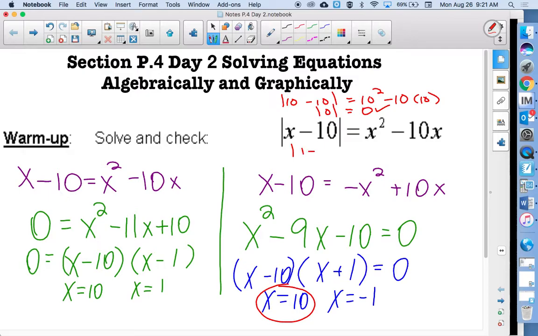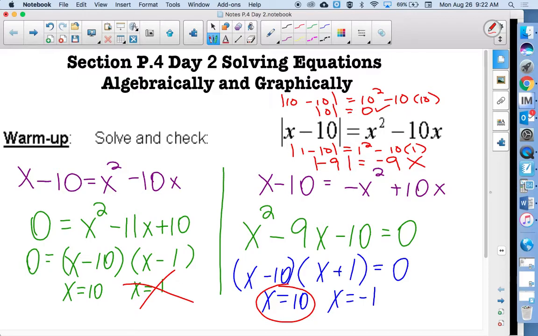So we have 1 minus 10. 1 squared minus 10 times 1. So this is the absolute value of negative 9. And then on the other side, we have a negative 9. So I'm plugging the positive 1 in. Does the absolute value of negative 9 equal negative 9? No. This is wrong. When it's wrong, I usually place an X there, and then I cross off that answer.